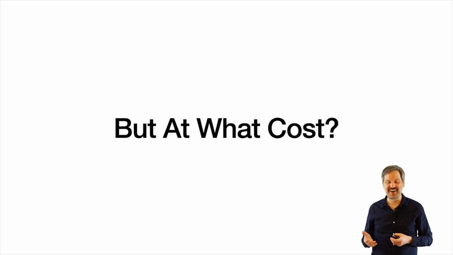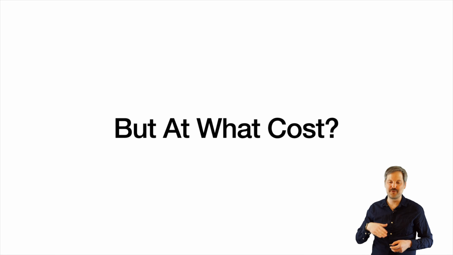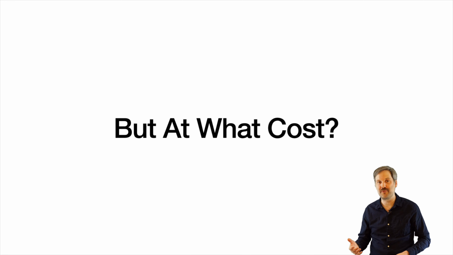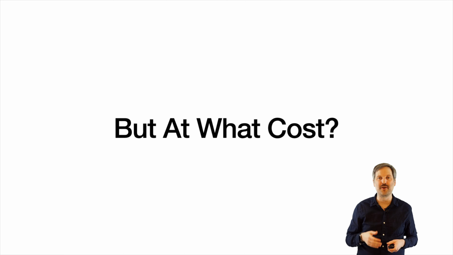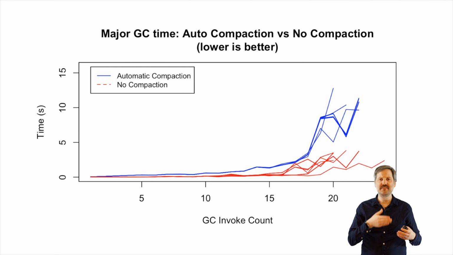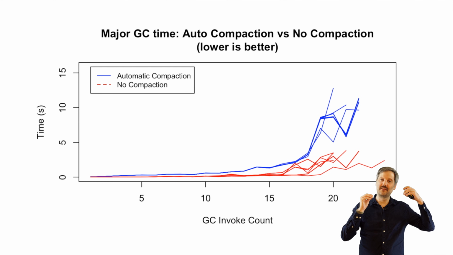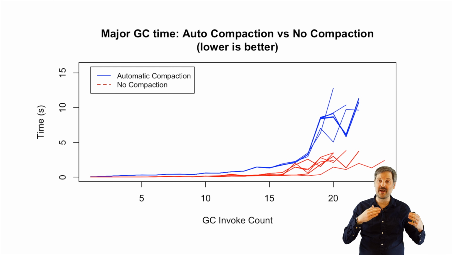To measure the cost, I generated RDoc for Ruby itself and then measured the time that it took for major GCs while RDoc was being generated. Then I ran the same test but had auto compaction enabled. That way we could see what the overhead was, or what the cost was of enabling automatic compaction. This graph shows 10 different runs of RDoc being generated. Blue lines are with automatic compaction enabled, and the red lines are without automatic compaction.